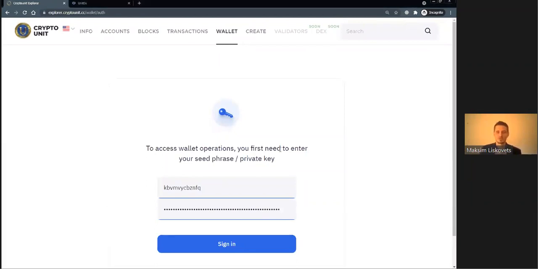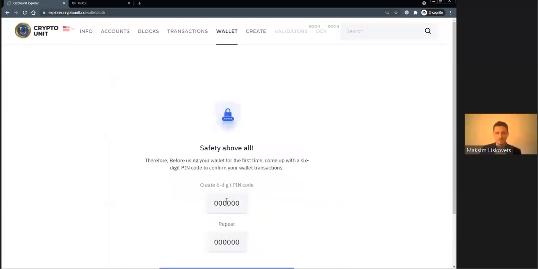We are in the process of entering our wallet. Here is the name of the wallet and the seed phrase, this code. But like Ivan said, here you may use the seed phrase if you have no code. So both apply. Then you sign in.